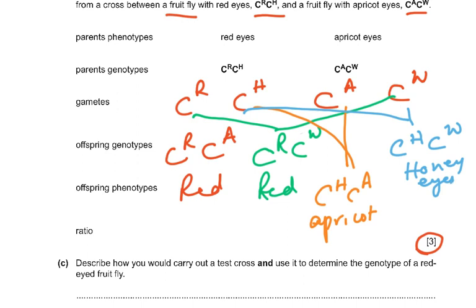Now the ratio is what? The ratio is the red are 2, and apricot is 1, and honey is 1. So 2 ratio 1 ratio 1 would get you your 3 out of 3. You see, this is 2 reds, 1 apricot, and 1 honey. So it is 2 ratio 1 ratio 1.